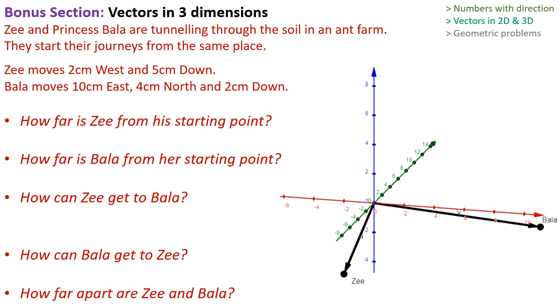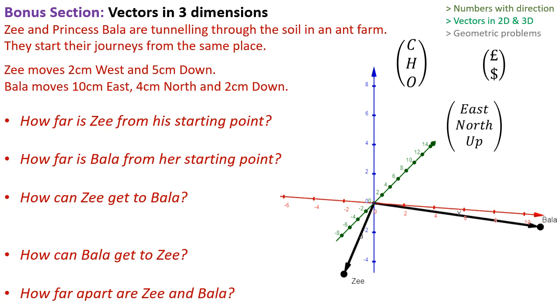Now, if you recall, we can use vectors to represent all kinds of things. We used it to represent the number of carbon atoms, hydrogen atoms, and oxygen atoms in a chemical equation. We used it to represent the amount of pounds sterling and the amount of US dollars that you had in a PayPal account. We can also use it to represent how far east, north, and up you might be. And we might represent that with X, Y, and Z coordinates.